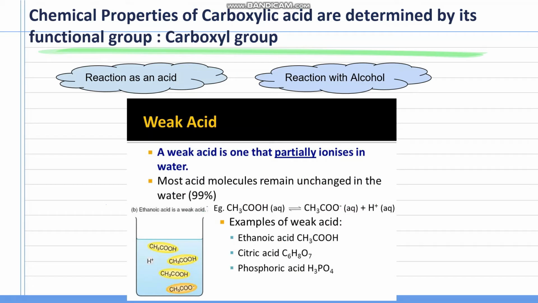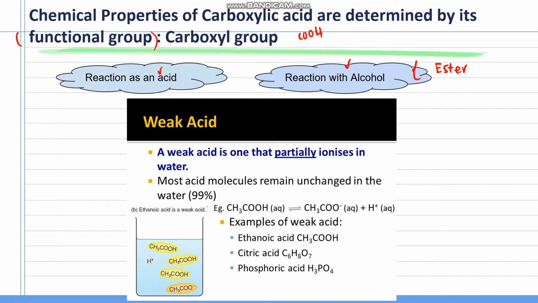Next, let's look at the chemical property of carboxylic acid. The chemical properties are determined by its functional group. In this case, for carboxylic acid, the functional group is the carboxyl group, COOH. So carboxylic acid can react as an acid. Based on the word carboxylic acid, it's quite clear that you have to know it is an acid. It can react as an acid, and at the same time, it can react with alcohol. When carboxylic acid reacts with alcohol, it will produce ester, which has a fruity smell. You will learn more detail regarding ester in the coming video.